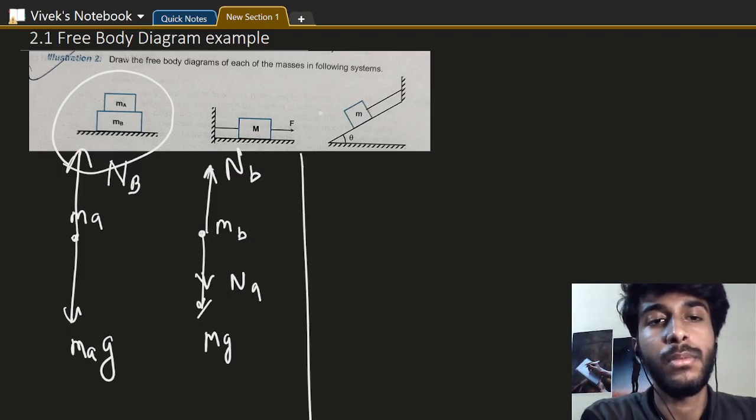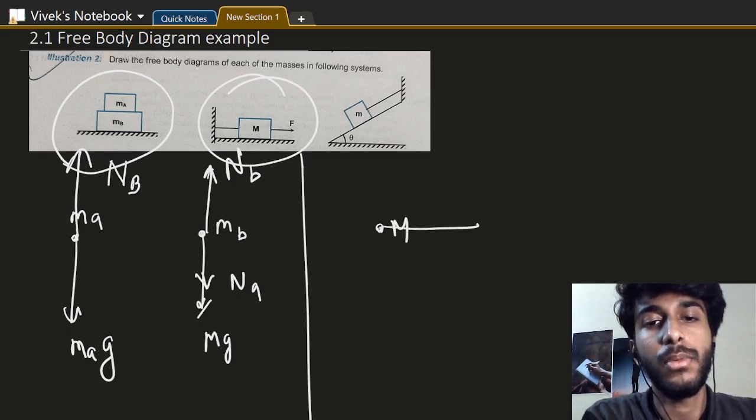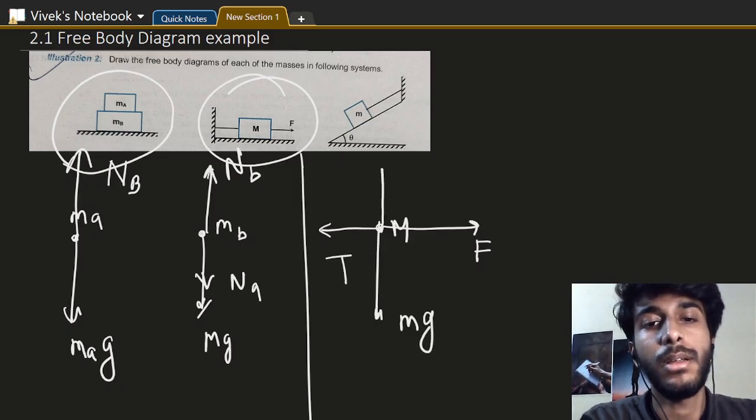Similarly, for the second example, if we take M as point object, force F is applied in right direction. So in order to maintain, tension T will be applied in leftward direction. In downward direction, Mg will be applied, and in upward direction, normal reaction will be applied.